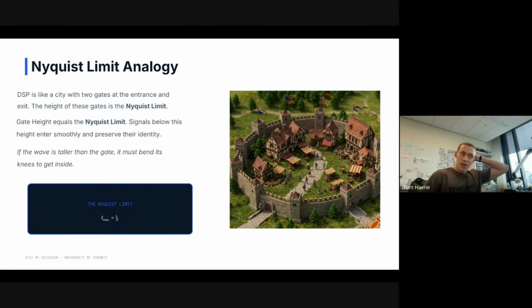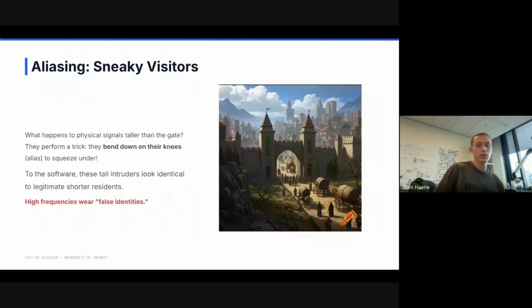So if we wanted 6 gigahertz, you would need something like 12 gigahertz or something. Exactly, you could increase the height of the gate if you want to capture higher frequencies, or you can do something else. I'll get to that in a sec. I have another slide about this. Sneaky visitors. So I was saying about physical signals taller than the gate. They perform a trick. They bend their knees to squeeze under.